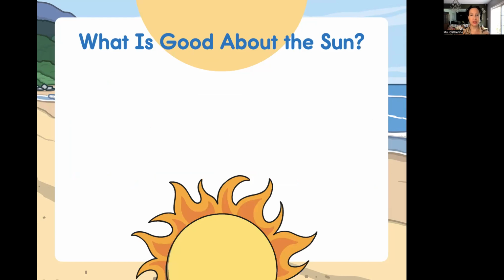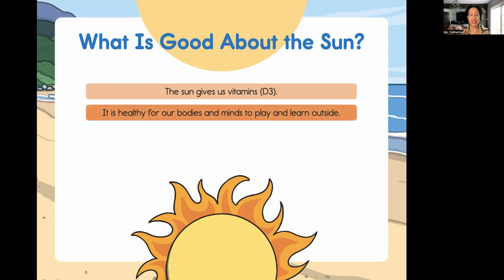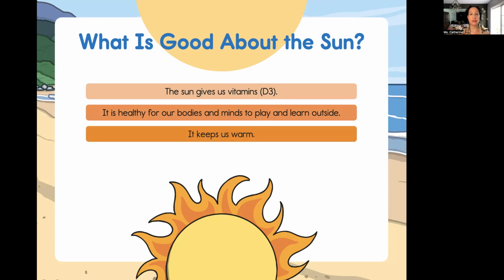So what is good about the sun? Well, the sun gives us vitamins, especially vitamin D3. It is healthy for our bodies and minds to play and learn outside. So when we say our body, this is our body and our mind, our brain, so it's good for us, but not too much. It keeps us warm, right? The sun keeps us warm.